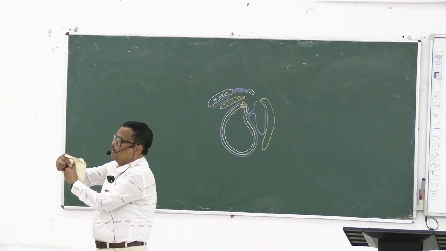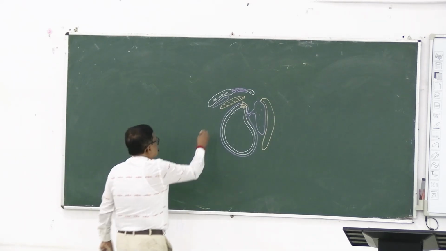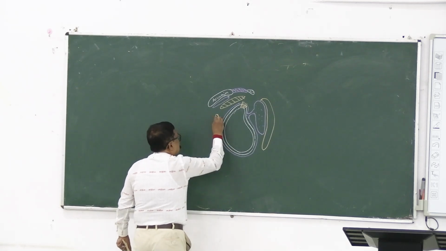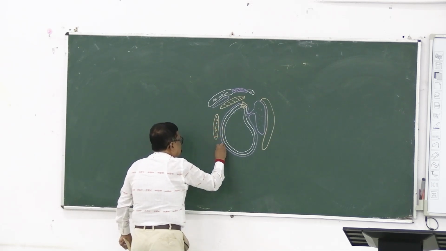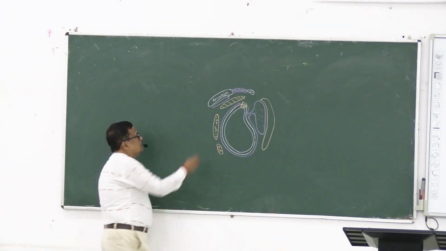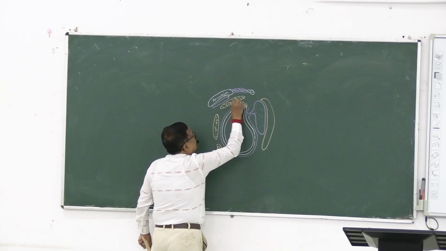Behind the glenoid fossa there are two muscles. I will draw them: infraspinatus and teres minor. Infraspinatus and teres minor. These are the two muscles. This is the supraspinatus.